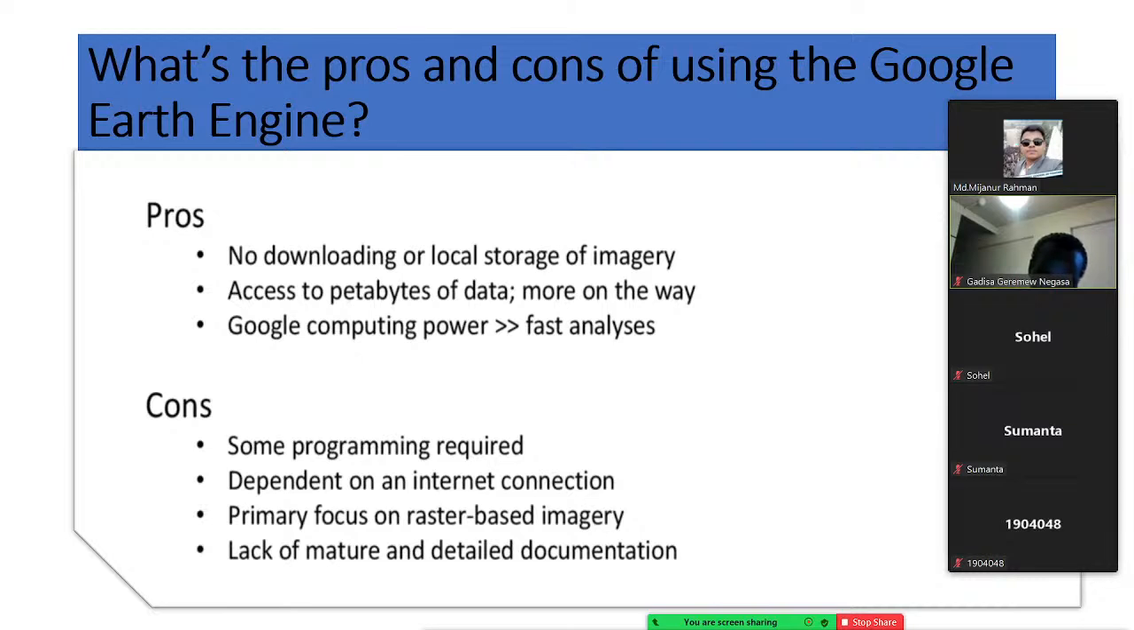Whichever satellite image I need, I simply write the code, then this image automatically comes into my platform. Then I work with this. So the first advantage is that you don't need to download any satellite imagery. You can access petabytes of data or more on the way.